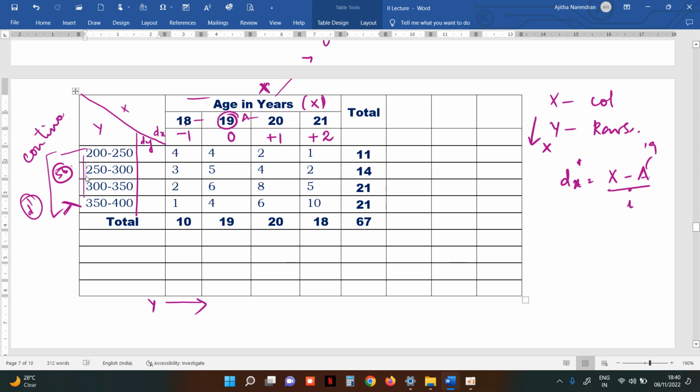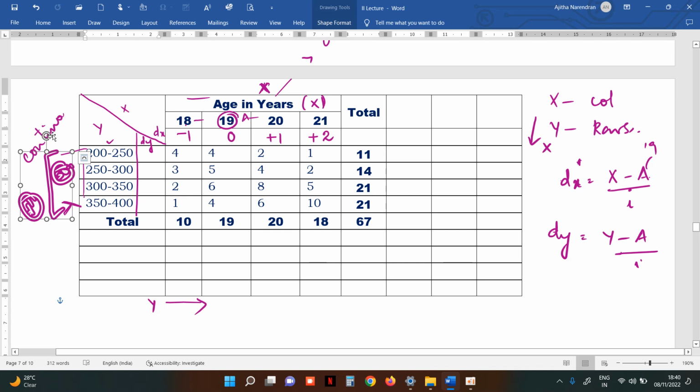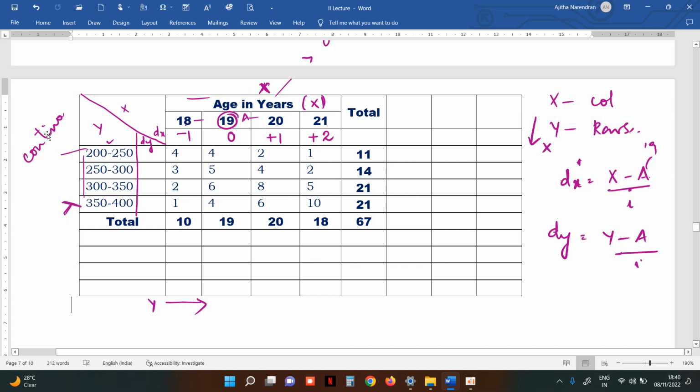Now you have to find out dy. What is the value of dy? Dy is equal to y minus a divided by i. Here your second value you have taken, here also you can take the second value. Second value means, first of all you have to find out the mid value. I have not created the space for that in the column. I'll just show it in the working notes.